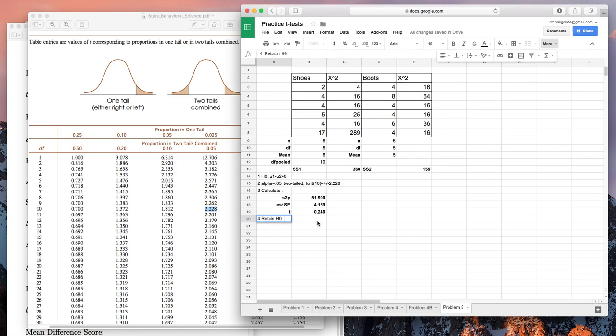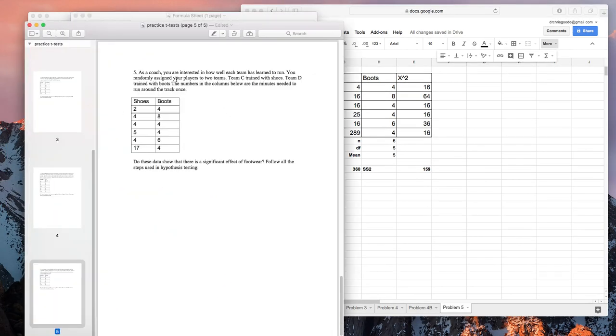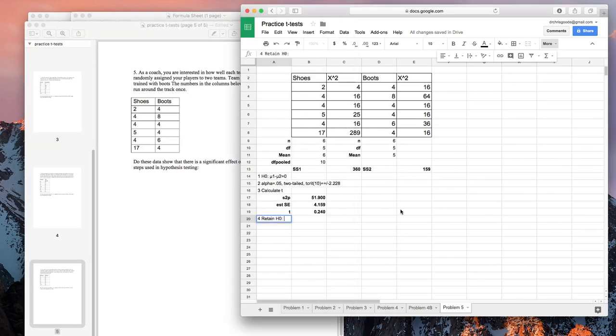And what was the original question? How fast are people running? How many minutes does it take to run around the track once? So, people wearing shoes did not run significantly faster than those wearing boots. And we know this because the t at 10 degrees of freedom was equal to 0.240 with a p greater than 0.05.